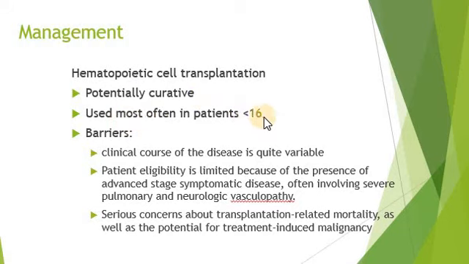Another point is hematopoietic cell transplantation, which is potentially curative and usually found beneficial if the age of the patient is less than 16. What are the barriers? Patient eligibility is limited because of advanced symptomatic disease. If there is pulmonary and neurological vasculopathy, it is difficult to manage. If there are chances of treatment-induced malignancy, again it is difficult to manage.